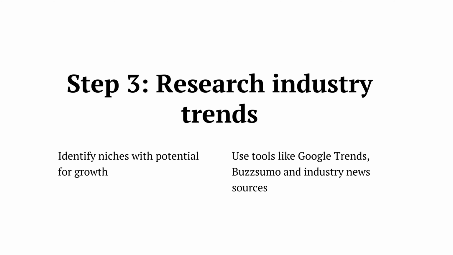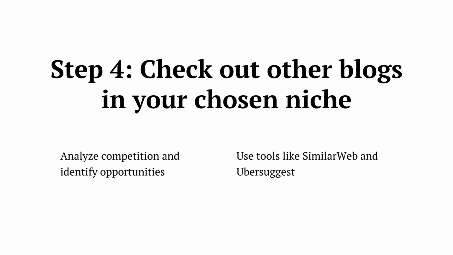The fourth step is to check out the other blogs in your chosen niche. So once you've selected a niche, the fourth step is to research other blogs in your chosen niche to see what they are covering and how they are doing it. This will help you to identify opportunities to differentiate your blog and stand out in the market. For example, if you are considering a food blog, maybe look at other food blogs to see what type of recipes and content they are featuring, and think about how you can add your own unique twist to that, right?